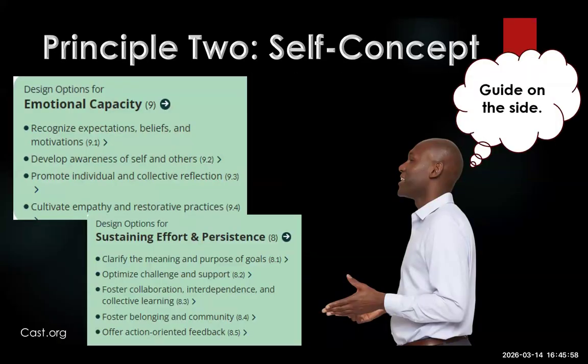Let's move on to Principle 2, self-concept. According to Knowles, these relate to areas such as emotional capacity in the UDL framework or designing options for sustaining effort and persistence. Both of these relate to the gaining interest component of UDL, and you can see how important emotions are to how people feel about themselves, as well as being able to stick with that learning.